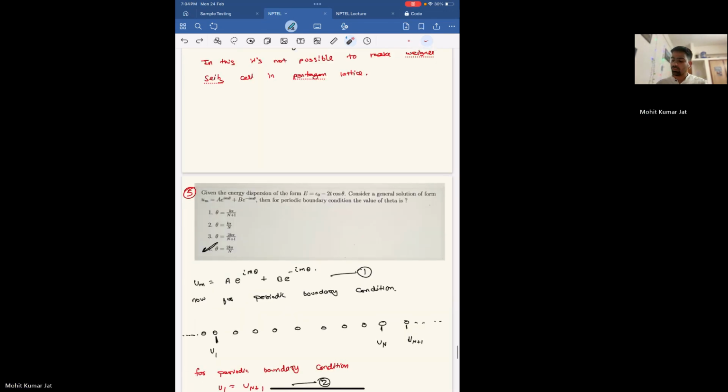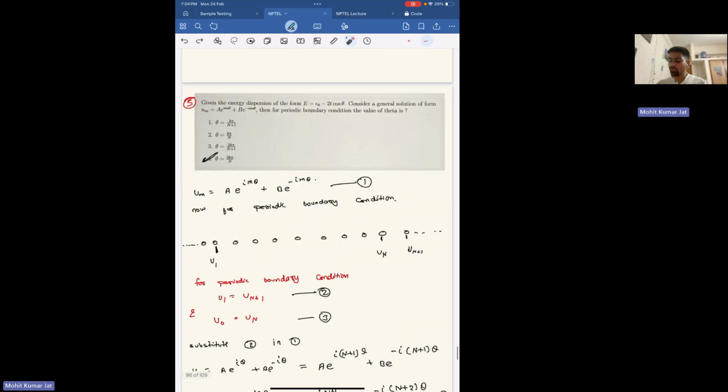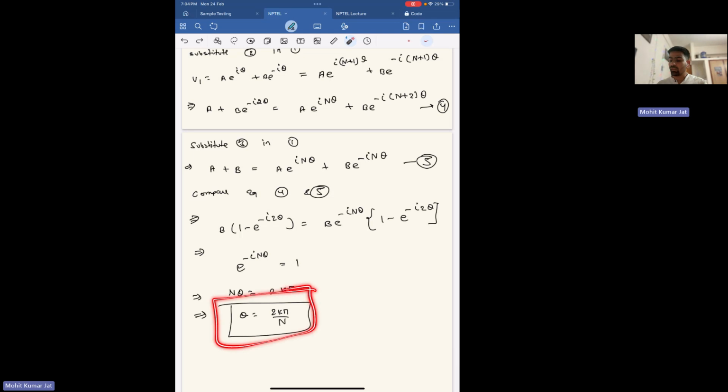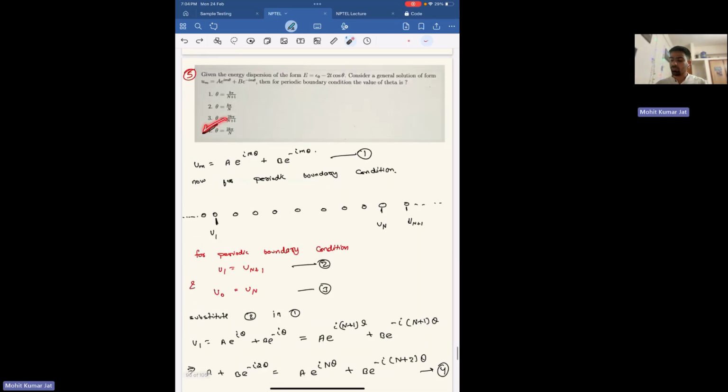Then the energy dispersion of the form was given, E0 minus 2t cos theta, and the solution form was also given. Then for the periodic boundary condition, we know that u1 will be equal to whatever the function is, u(n+1) will be equal to u1, and whatever is at u0 will be equal to un. So if we compute these, we get theta equals 2k pi by n, which is the correct answer, number 4.